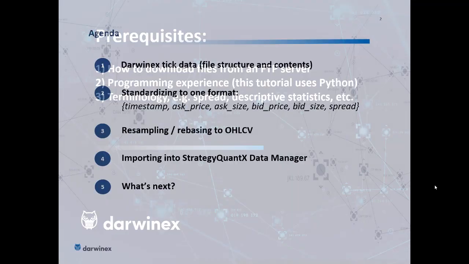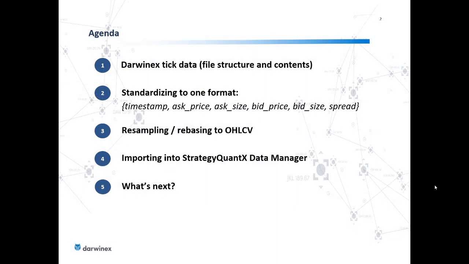So in terms of agenda, we'll go through firstly the file structure and contents of Darwinex tick data. Those of you who have access to it already are aware that it follows a slightly custom format and is available in compressed archives from Darwinex FTP servers. So we'll go through exactly how to acquire it, what to do with it, how to interpret it, and how to neatly put it into your environment and do things with it.